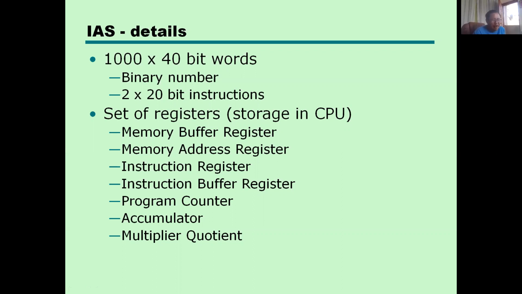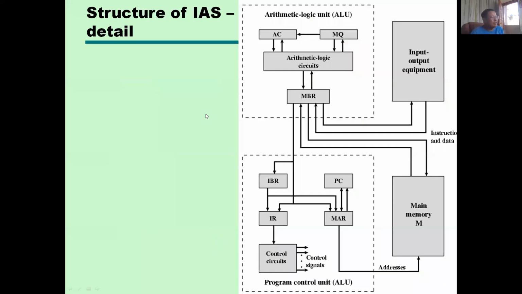It also has an instruction buffer register to do some sort of pipelining, read ahead. There's a program counter which produces the address of the next instruction, and then the traditional accumulator. There's the traditional accumulator from the ENIAC design, and the multiplier quotient which stores the result of division. Okay, so this is the structure of the IAS.